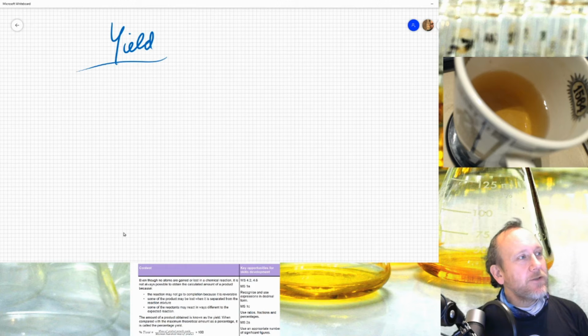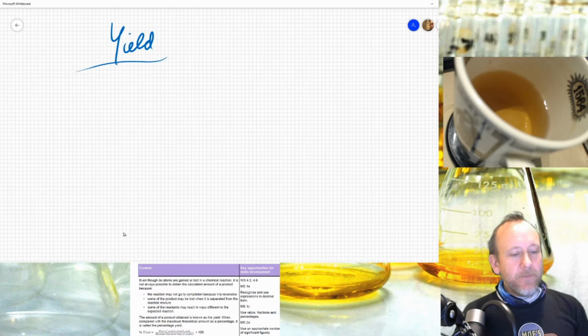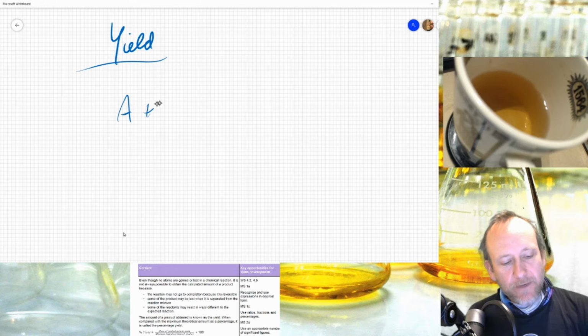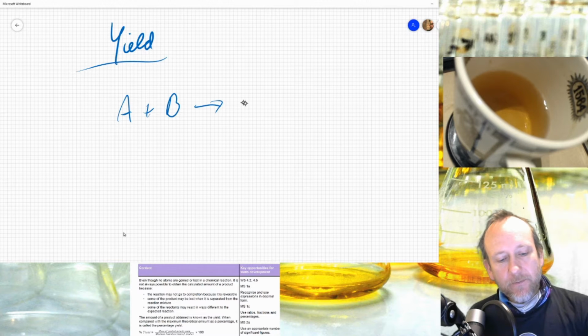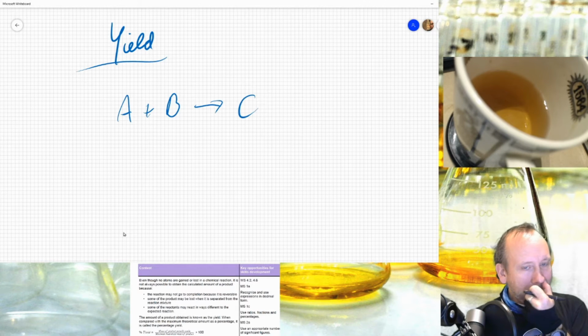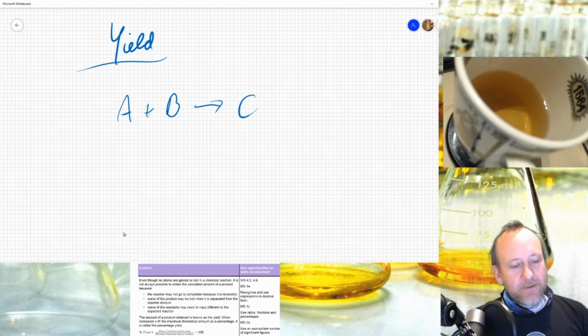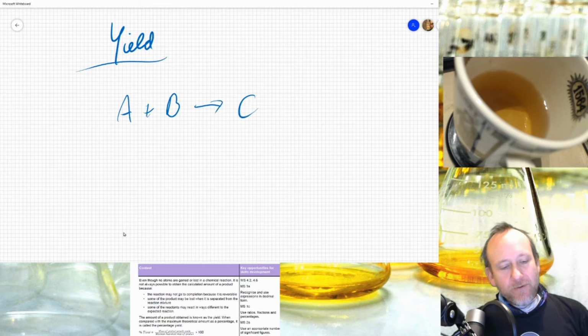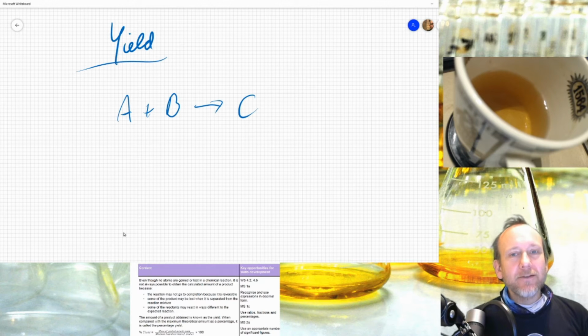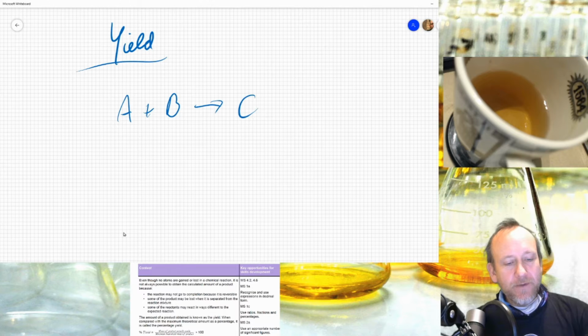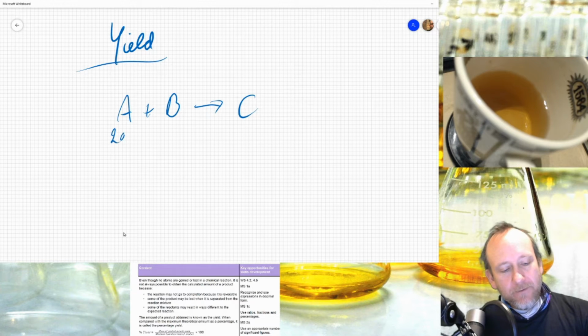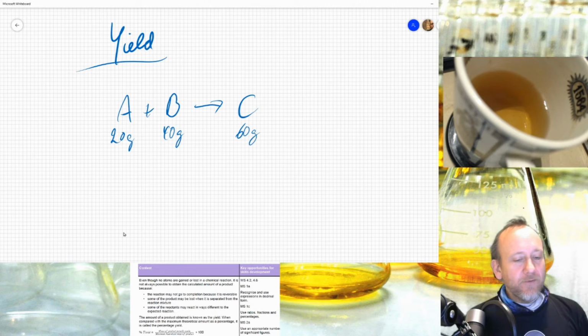I'm talking about yield. Okay, so what's a yield? In a chemical reaction, basically, when you have two things reacting together to make a third one, you might stick in a certain amount of A and B, and you expect to get 100% C out of that. But the problem is that, let's say, I'm making stuff up here, so 20 grams of A and 40 grams of B, and you might expect to get 60 grams of C.